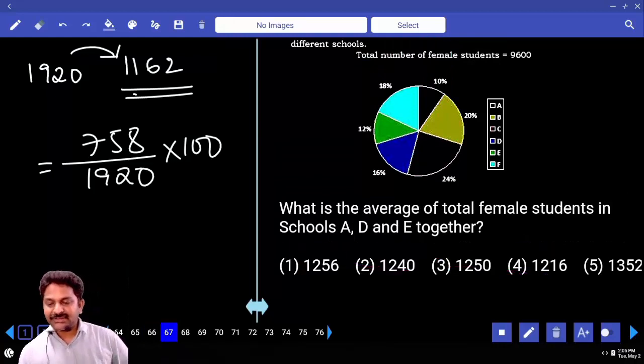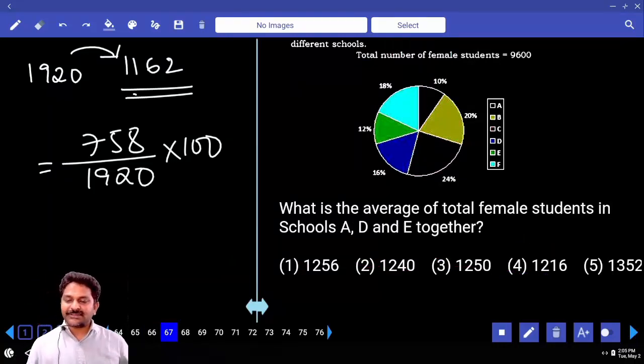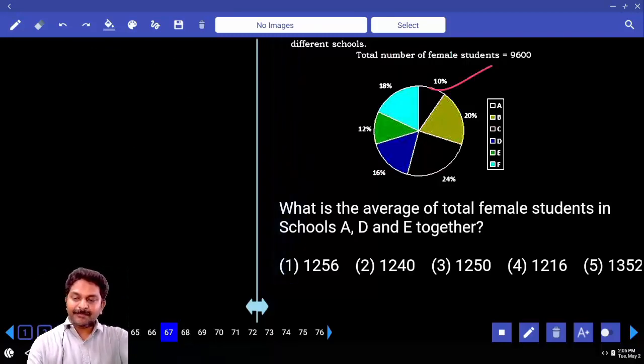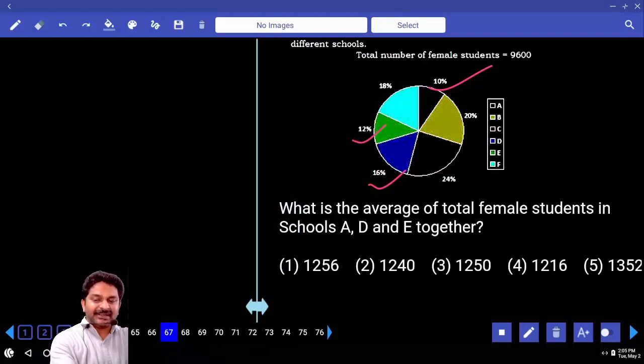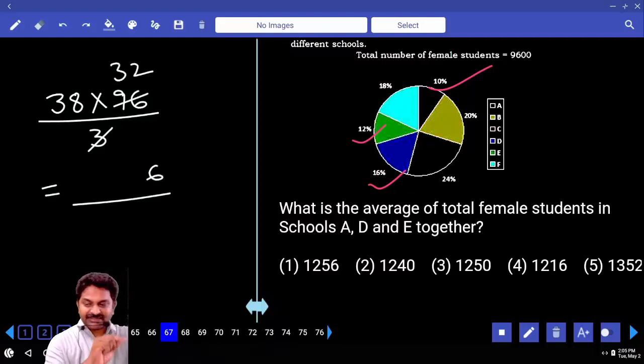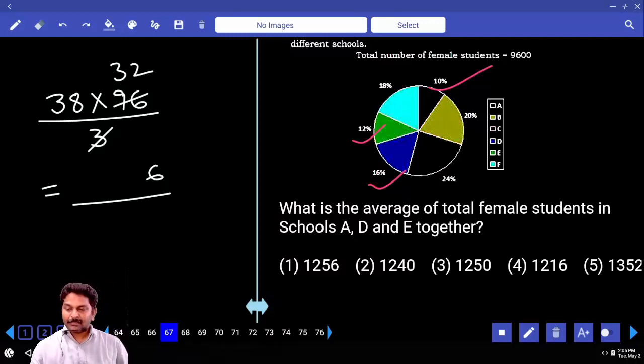What is the average of total female students from A, D, E together? A, D, E. In terms of percentage, 38%, where 1% value is 96, average by 3, that is 32, so the answer ends with 6. How many options are there? 4 options are there, correct?